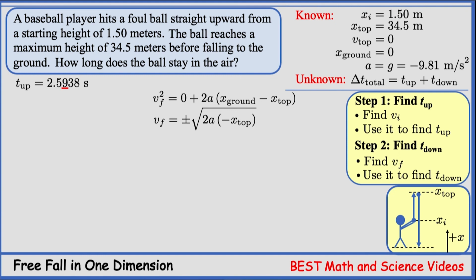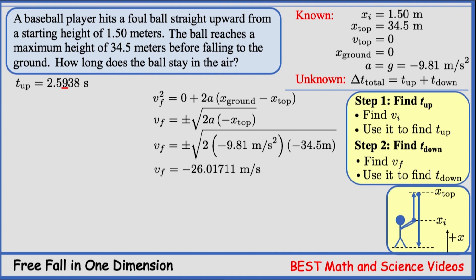Remember, the square root can be either positive or negative. Substituting the values for a and x top and using the calculator, we get vf equals minus 26.01711 meters per second. Here again, this is an intermediate value. We won't round to the correct significant figures yet. And we chose the negative value because when the ball is falling, its velocity when it hits the ground will be downward, which is negative.